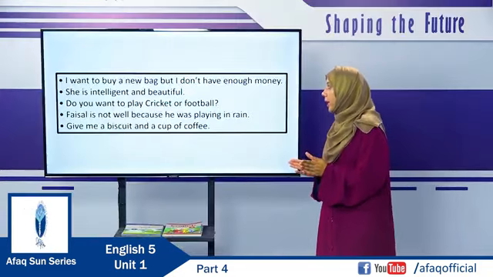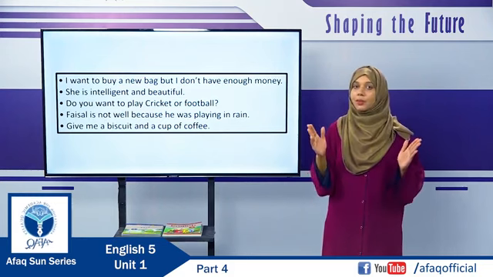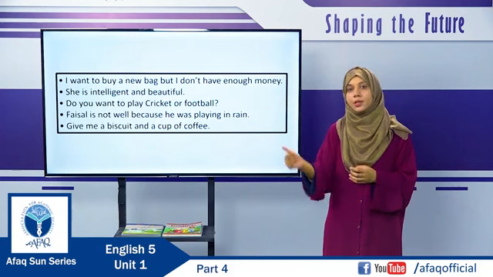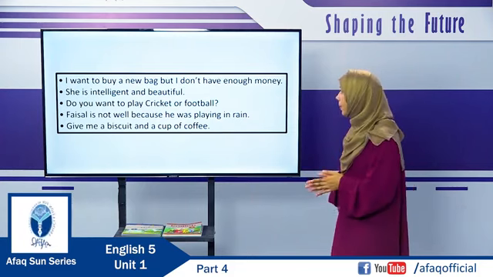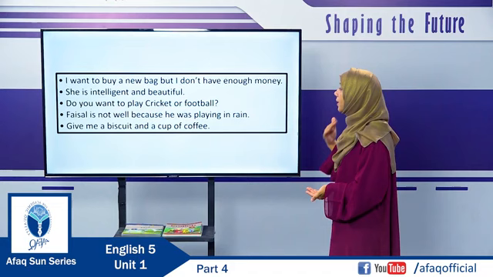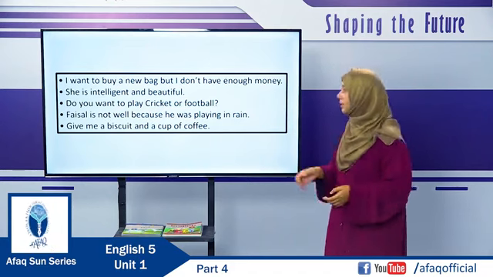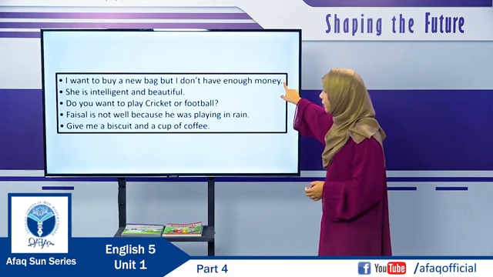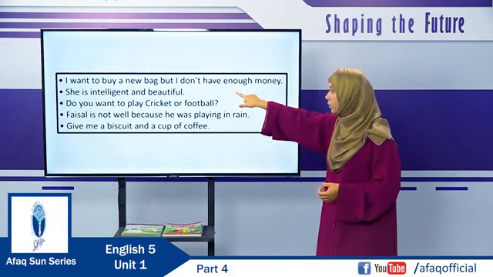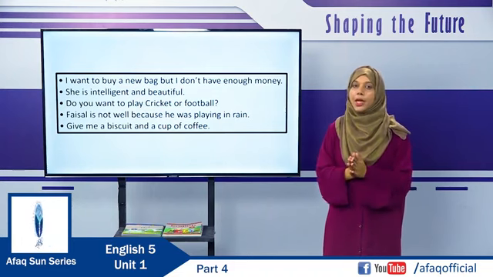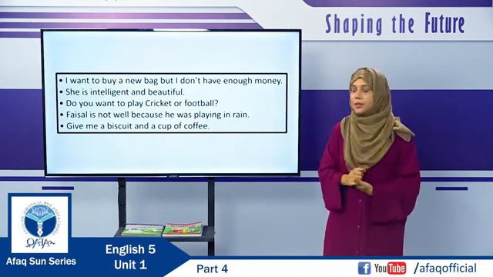I want to buy a new bag. This is a complete sentence. But this sentence has been connected to another sentence by using a conjunction. And the conjunction is but, and the other sentence is I don't have enough money. These two sentences, I don't have enough money and I want to buy a new bag, have been joined together with the conjunction but, and this has become one sentence.